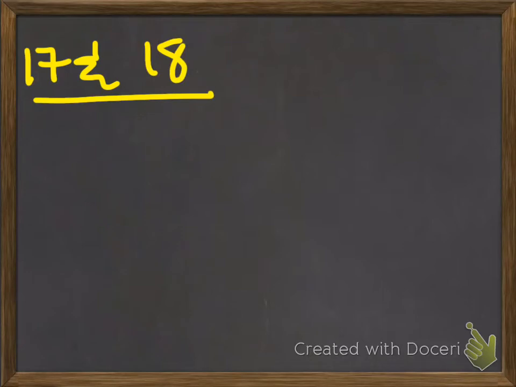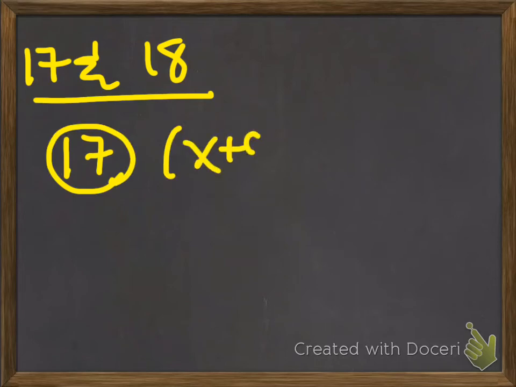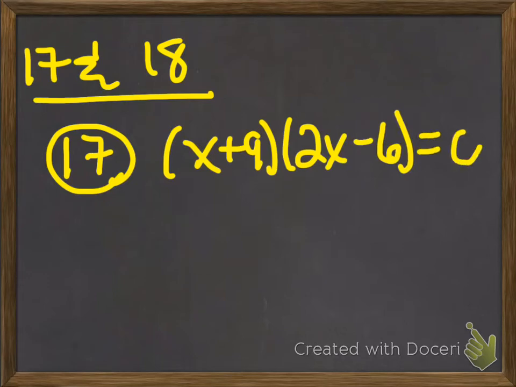I'm now going to do page 2 of the Review for Final Exam, chapters 4 through 5. Numbers 17 and 18, I'm not going to do, I'm just going to show you real quick. For example, on number 17, when you have x plus 9 times 2x minus 6 is equal to 0, remember, the zero product property is just saying one of these has to equal 0 in order for this whole thing to equal 0, to be a true statement.